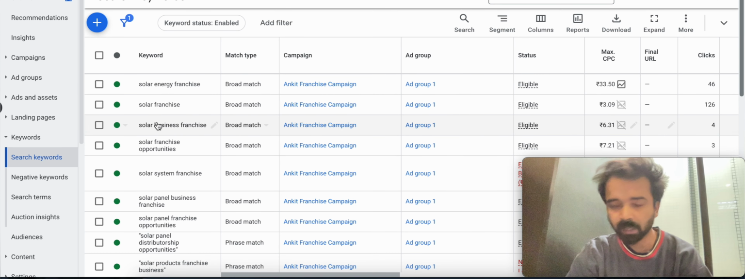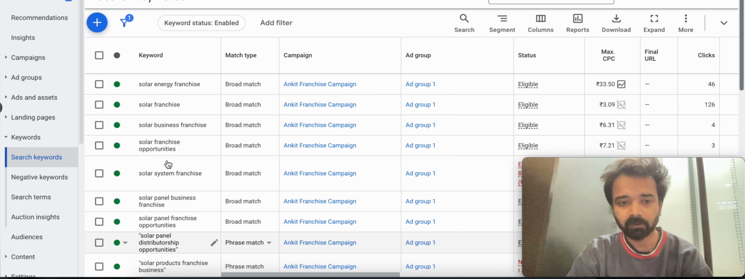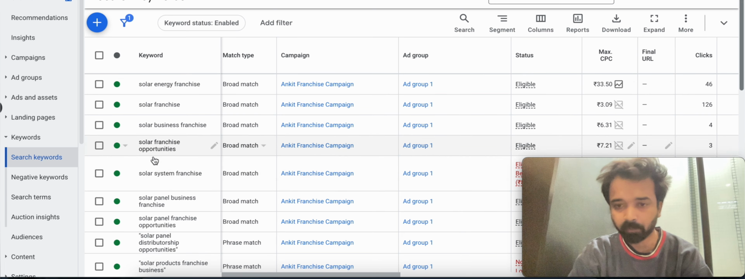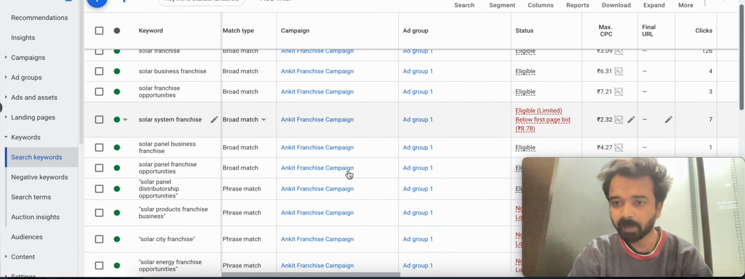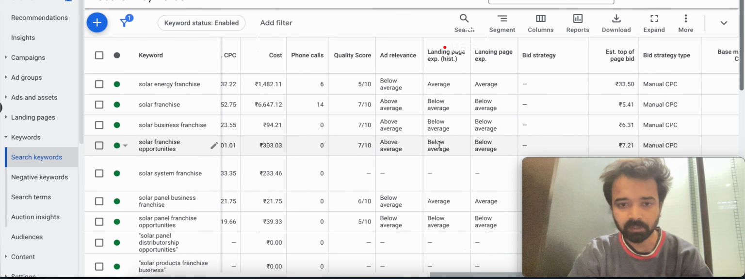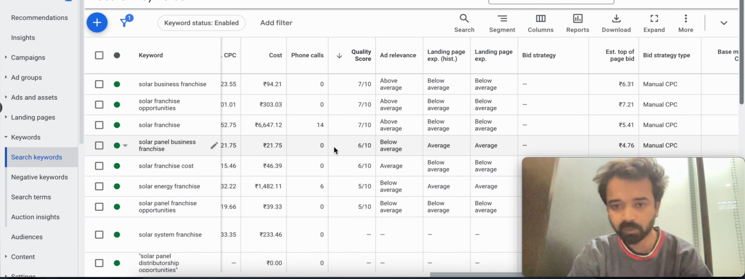You must be thinking why we chose only broad match and phrase match keywords. We tried to go with exact match, but as we just saw that the volume of traffic is very low, we were not getting much traffic in exact match keywords. So what we did was we went for the combination of phrase and broad match keywords, and this is how we managed to bring down the CPC very low. And you see the quality score of the keywords is above average. You have to work on it.